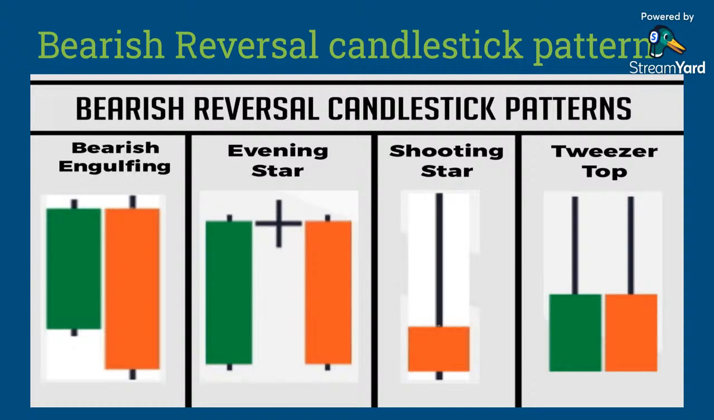We have the shooting star. Remember the other one was the hammer. Now look at it, it's a shooting star. It's indicating that the uptrend is about to be over. Let's prepare for a downtrend. Then the next one we have is the tweezer top.